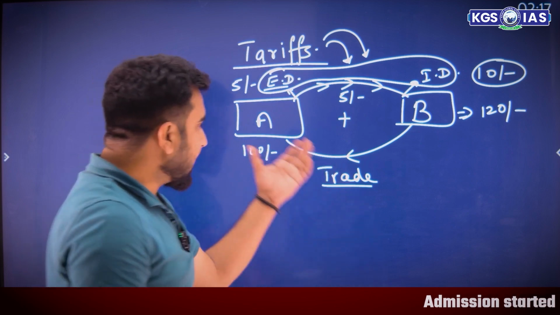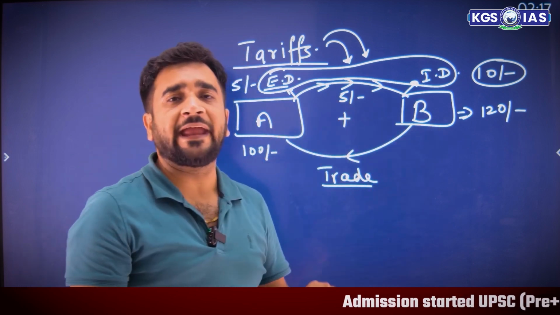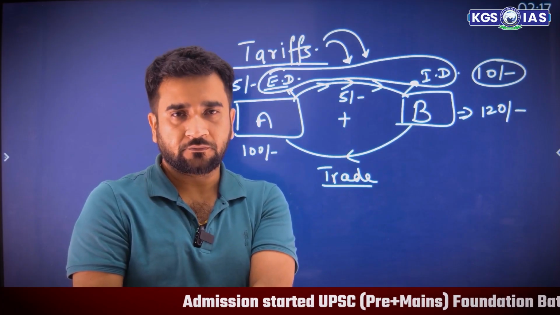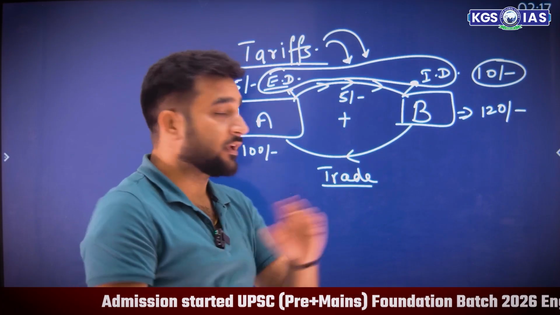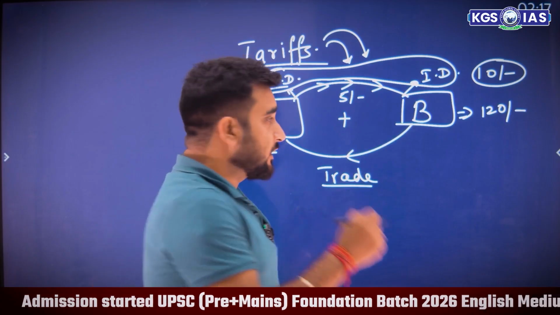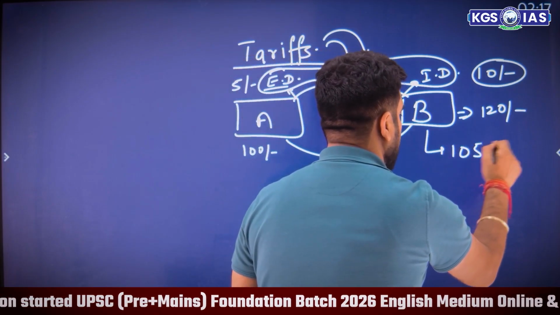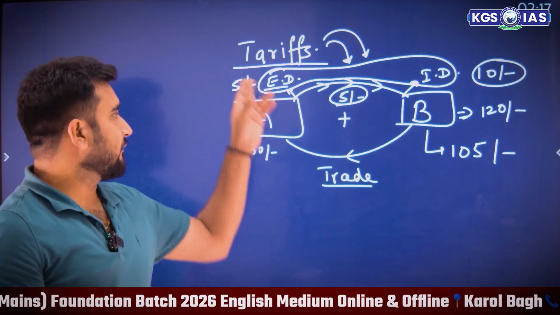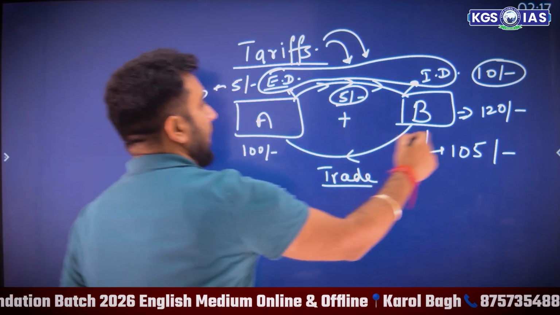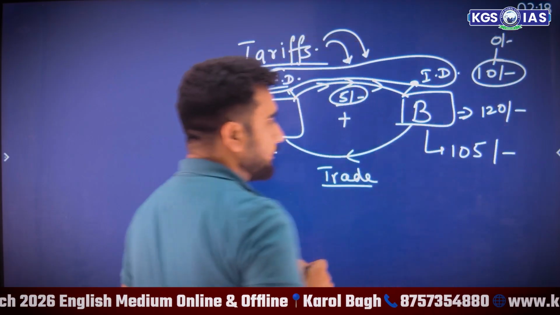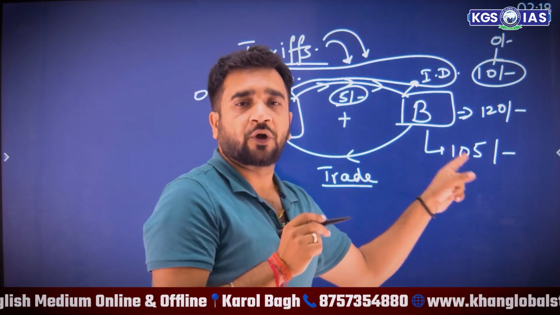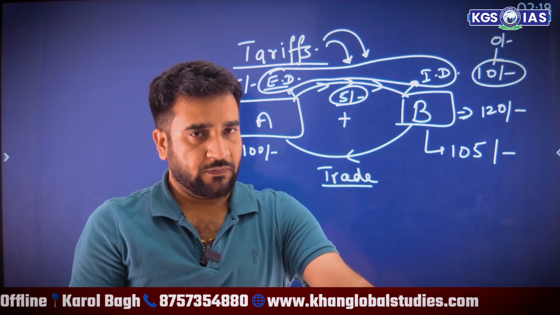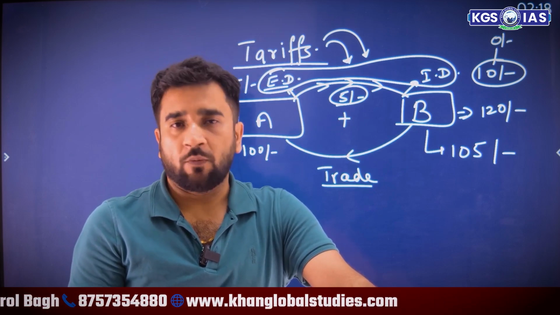And let's suppose as a result of the agreement between country A and B, both the countries decide to make it 0. Now what will be the cost of this pen entering the market of country B? It will be only 105 rupees. Why? Because 5 rupees of transportation cost will be there. This 5 rupees has been made 0 and this 10 rupees has been made 0. Now the demand for this product, that is the pen, will increase in the market of country B as a result of the trade agreement signed between both these countries.